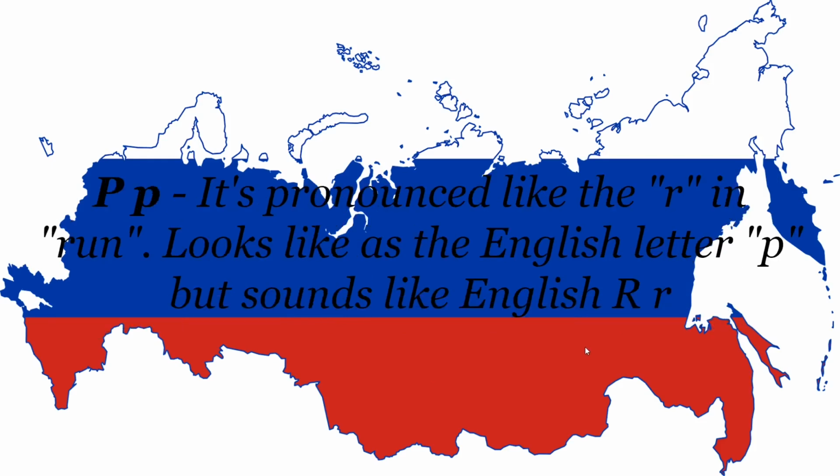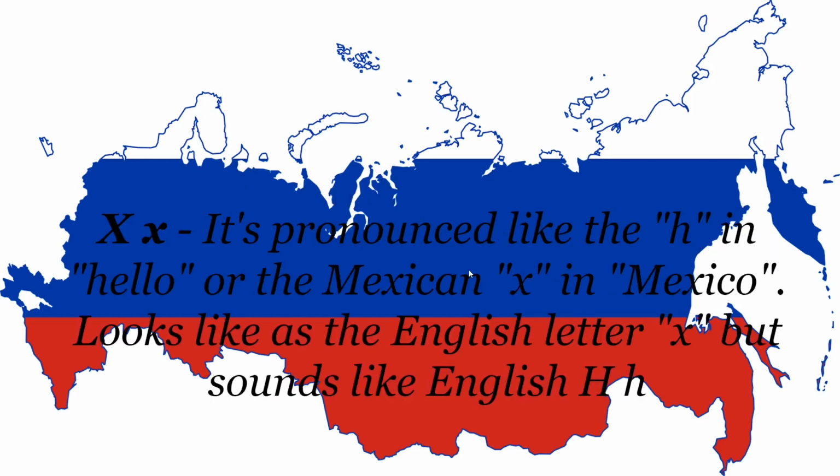Next one is what looks like a P. It's pronounced like an R, as in run. It looks like the English letter P, but sounds like the English letter R. Next we have the X, which doesn't make the X sound at all. It's pronounced like the H in hello, or the Mexican X in Mexico. It looks the same as the English letter X, but sounds like the English H.